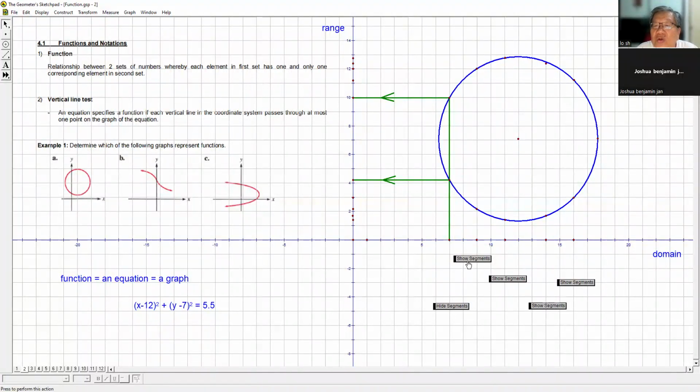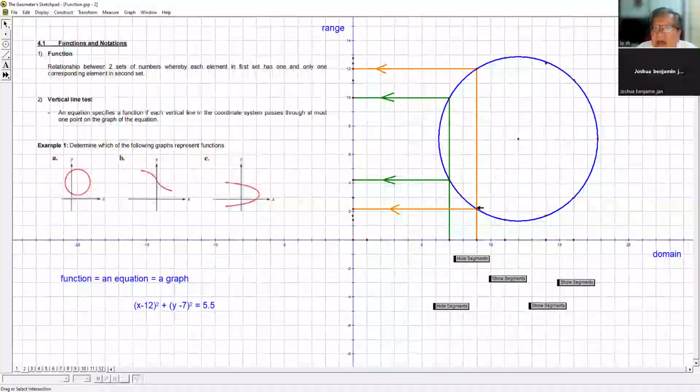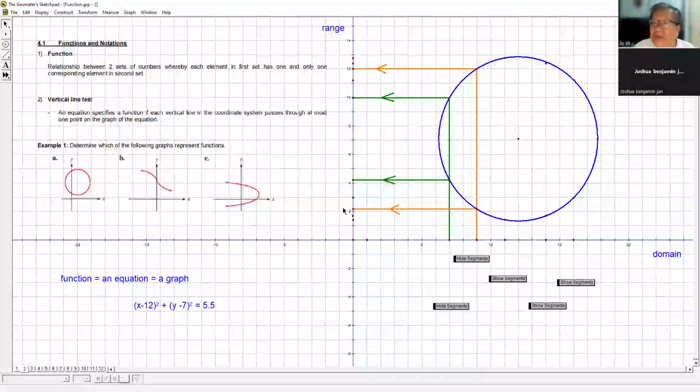But to be sure, I look at another number, 9. Then I draw a straight line parallel to the y-axis, or maybe they call it a vertical line, right? I draw a vertical line. And again, this vertical line cuts the graph at 2 points, giving rise to 2 numbers in the range. One to many, right?